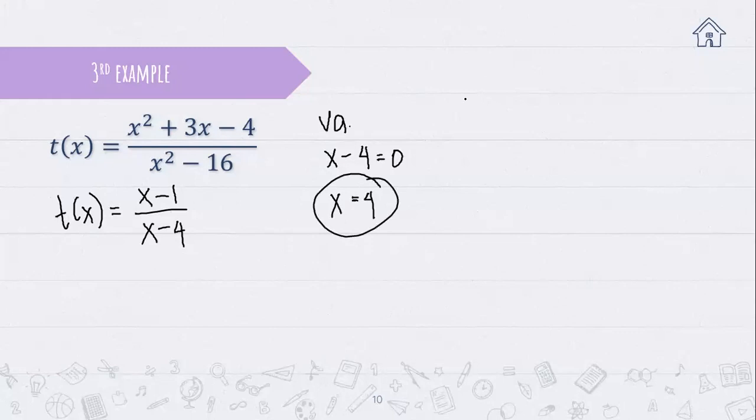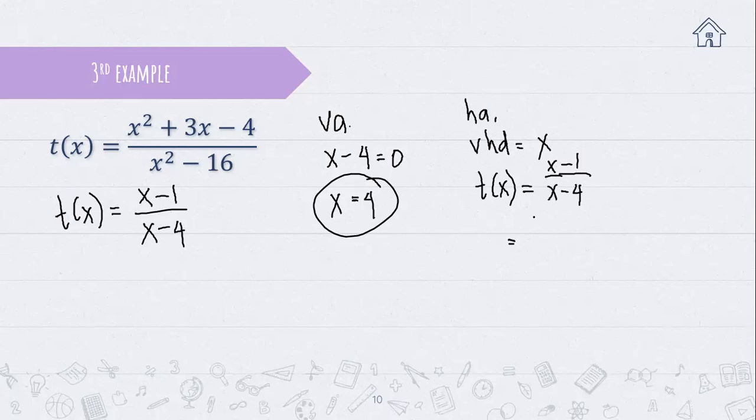Ayan yung vertical asymptote. How about horizontal asymptote? Kunin mo na yung variable with the highest degree. That would be x, kasi 1 ang highest degree. So, kunin si equation. T of x is equal to x minus 1 over x minus 4. And then, divide each term with x, the variable with the highest degree. So, we have x over x minus 1 over x all over x minus 4 over x.